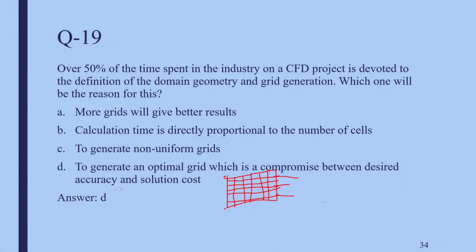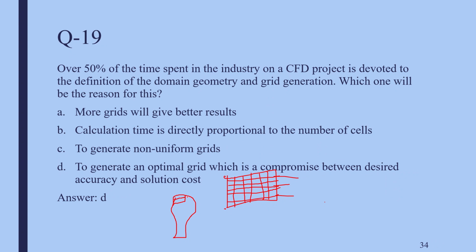Non-uniform grids are sometimes required, because in this diagram it is a square grid, and in some different geometry like this, how would we discretize it into uniform cells? Here we can use rectangular or hexagonal mesh. There are so many types of meshing. So all these are true, but why do we spend so much time?